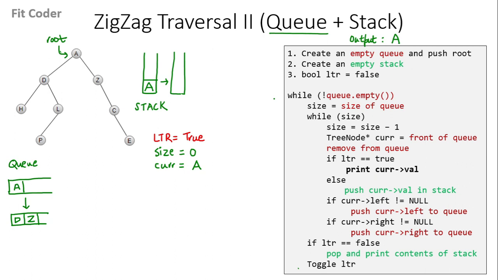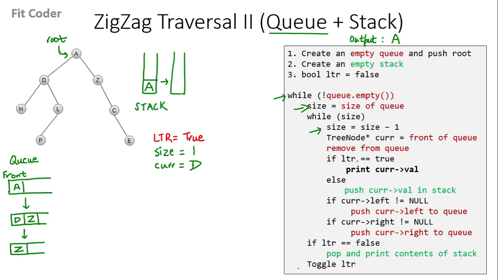Then we again come in this while loop. We check while Q is not empty. So Q has two elements, so size is 2. Then we run this while loop till size is greater than 0. We come inside it and we decrement the size. So size is now 1. Current is front of the Q, which is D. Then we remove from the Q, so we remove D.